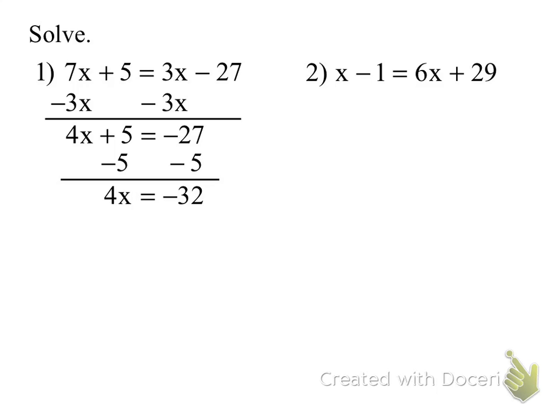4x equals negative 32. Last step, Chris? You divide both sides by 4, and we are left with x equals... biggest common mistake, people don't pay attention to that negative. x equals negative 8. Questions?